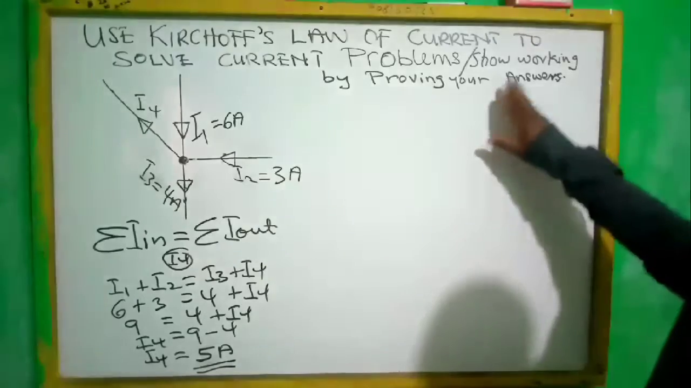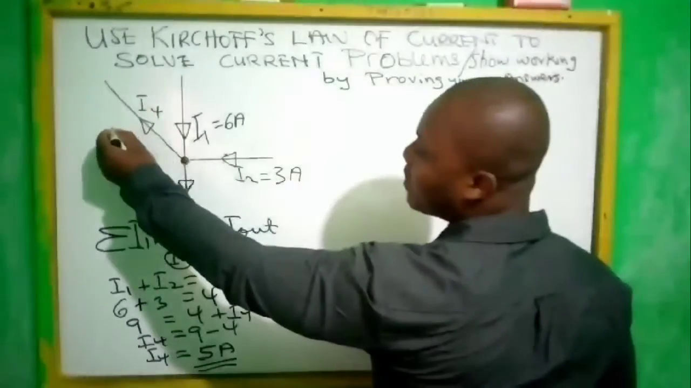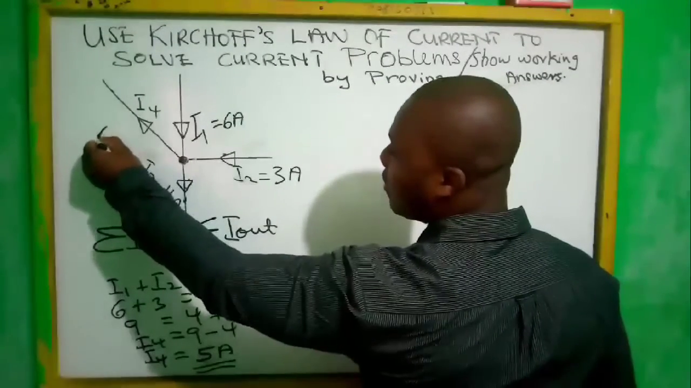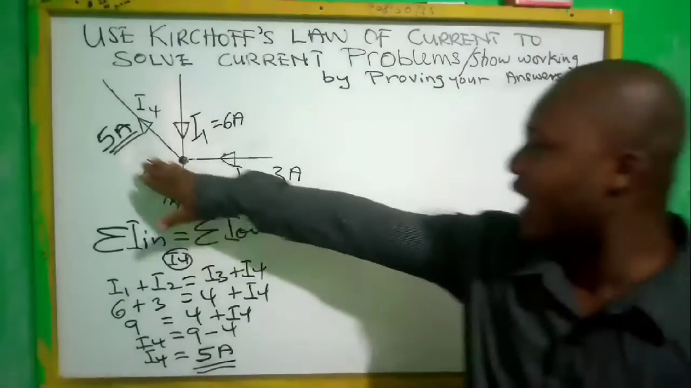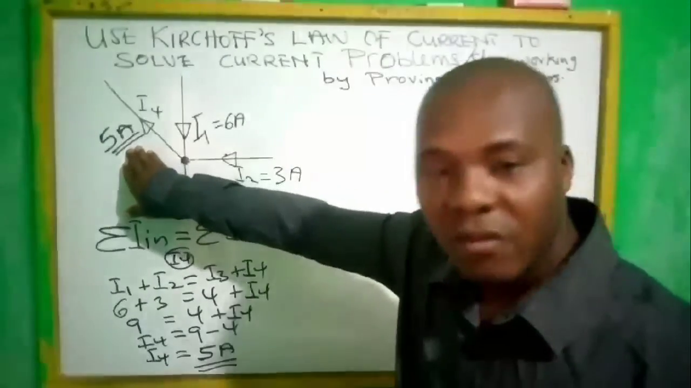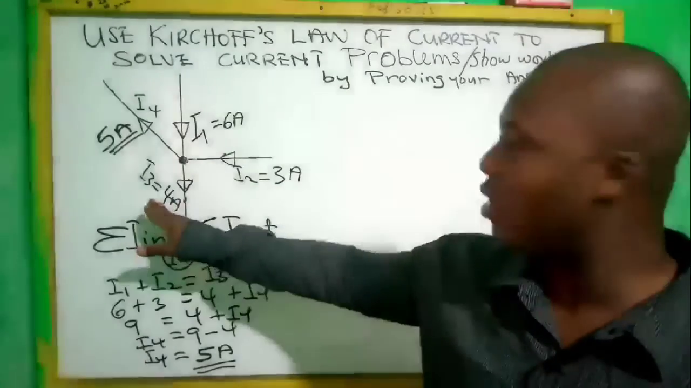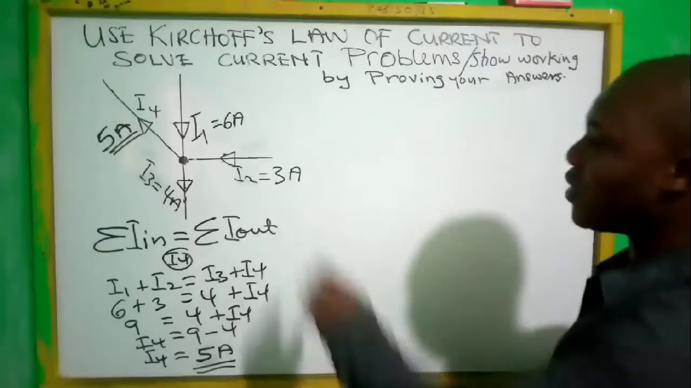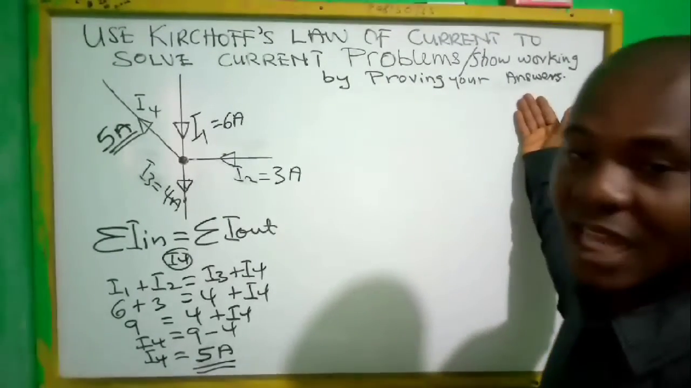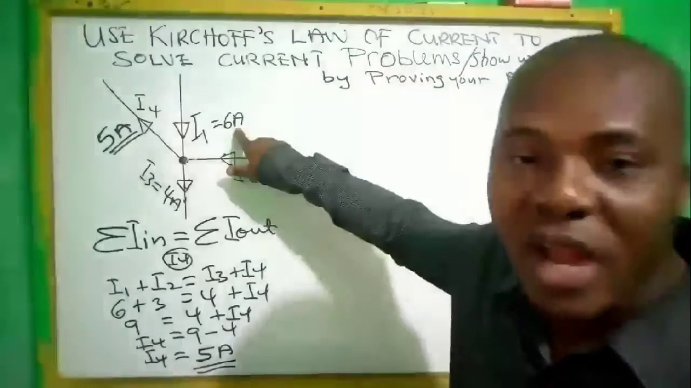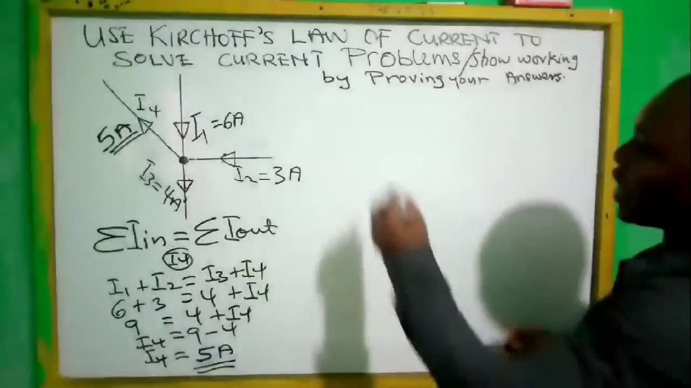Remember, we are asked to show working or prove our answer. So here I4, we have our answer as 5 amps. Assuming I4 we know is 5, I2 we know is 3, I3 we know is 4, but we don't know I1. Let's prove and see whether we will get 6 amps. So we are looking for I1 now.